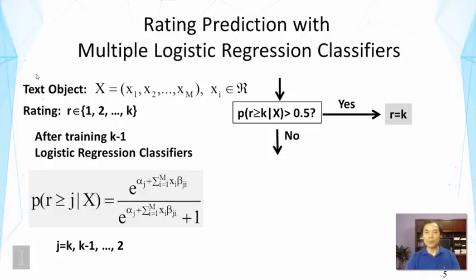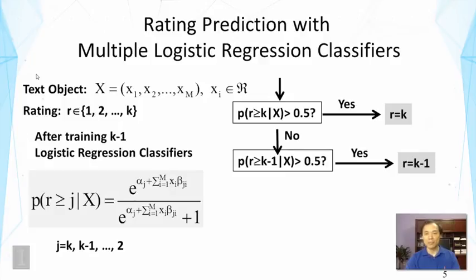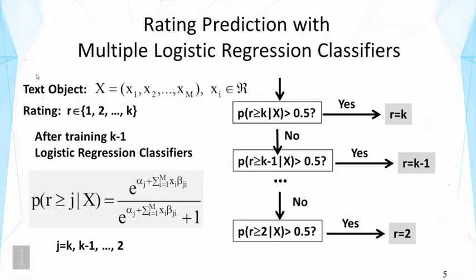So now we need to invoke the next classifier, which tells us whether it's above k minus 1. It's at least k minus 1. And if the probability is larger than 0.5, then we'll say, well, then it's k minus 1. What if it says no? Well, that means the rating will be even below k minus 1. And so we're going to just keep invoking these classifiers until we hit the end, when we need to decide whether it's 2 or 1. So this would help us solve the problem, right?